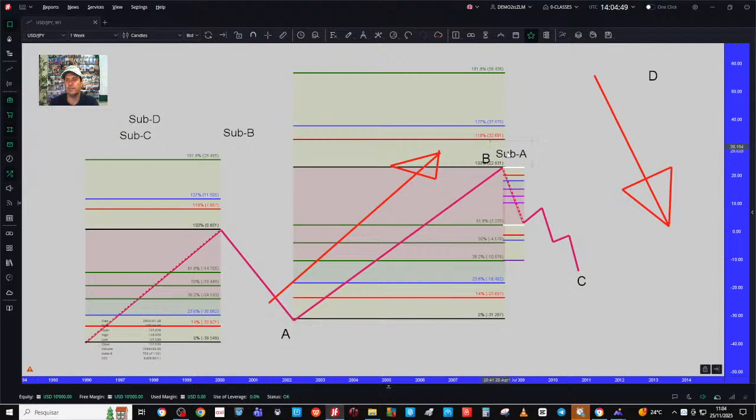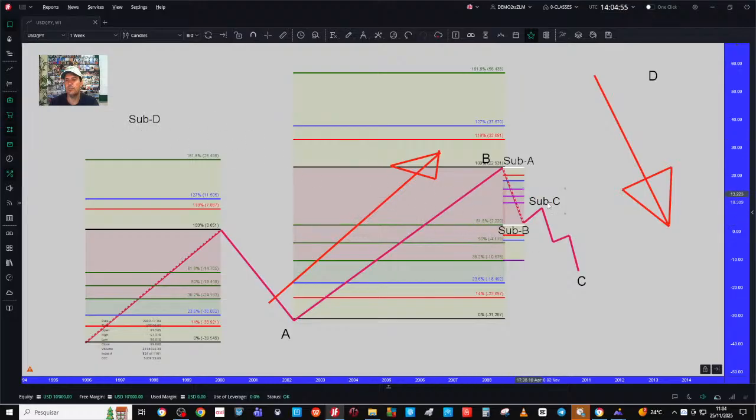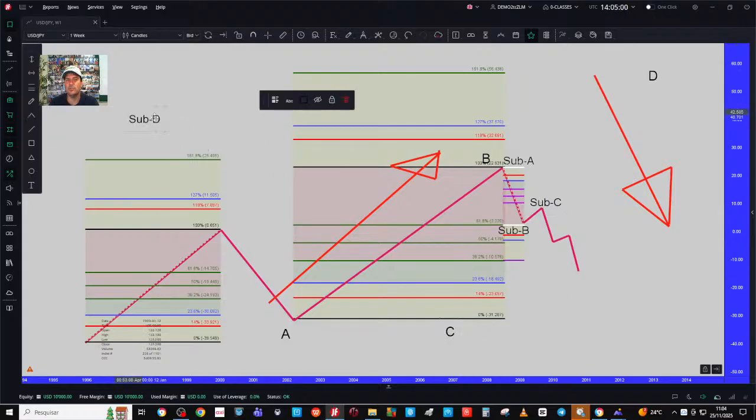So just graphically, now this is going to be the sub A. This is going to be the sub B. This is going to be the sub C. And this is then going to be the sub D.